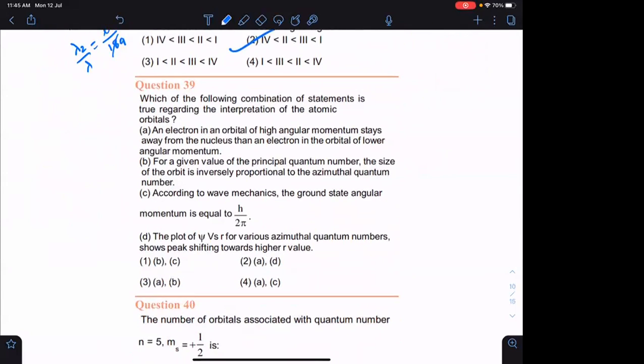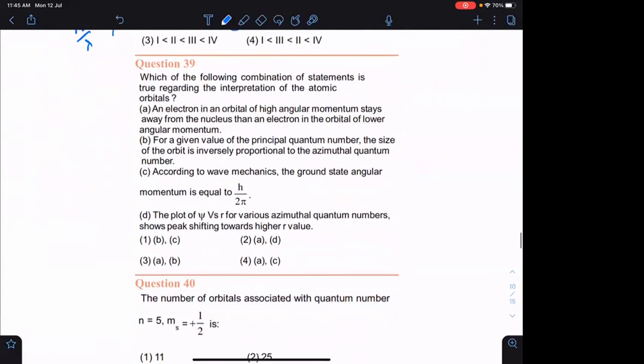Question number 39. You are given different statements. Okay, let us try to understand them. Which of the following combination of statements is true regarding the interpretation of atomic orbital? Option A. An electron in an orbital of higher angular momentum stays away from the nucleus than an electron in the orbital of lower angular momentum. Is that right or wrong?